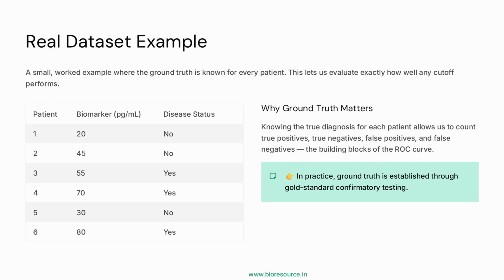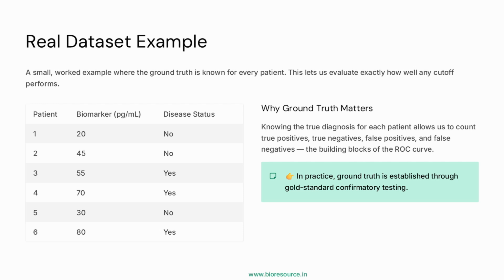This dataset contains paired observations: biomarker concentration and ground truth disease status. Ground truth is typically established using a gold standard diagnostic method. This enables computation of true positives, false positives, true negatives, and false negatives.